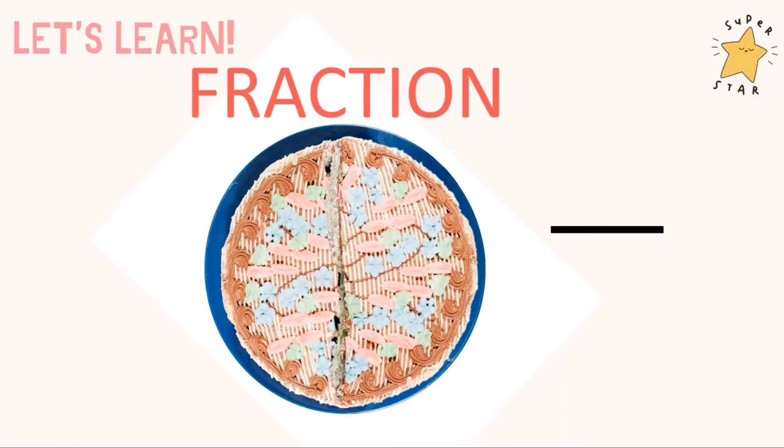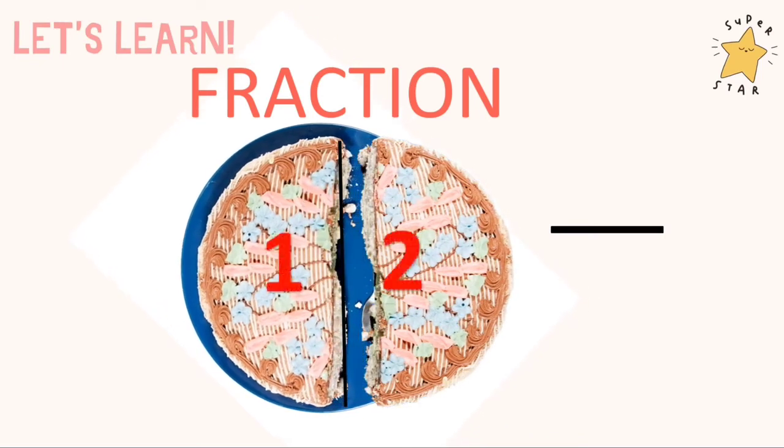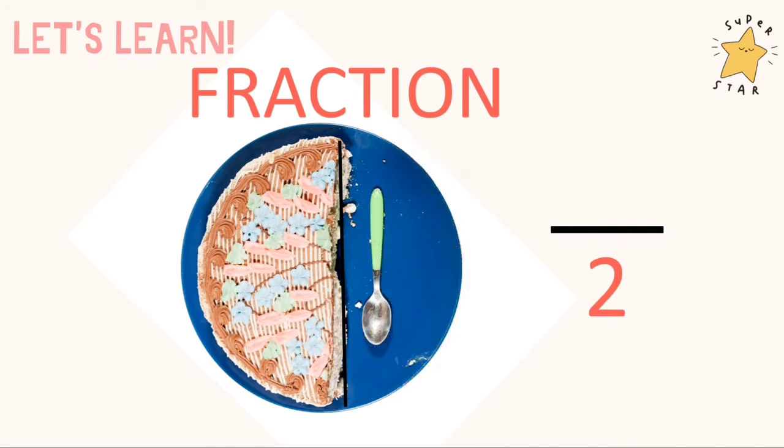Let's have this one whole cake. If we slice or cut it in the middle, we have now 2 pieces or 2 parts of the cake. 1, 2. That means in a fraction, you will write 2 below the fraction bar. And if you eat one part of it, you will write 1 on top of the fraction bar. So the fraction that you eat is 1/2 or 1 out of 2 parts of the cake.